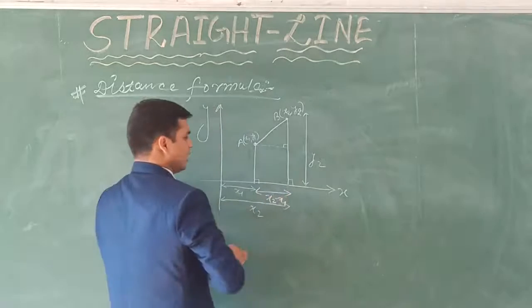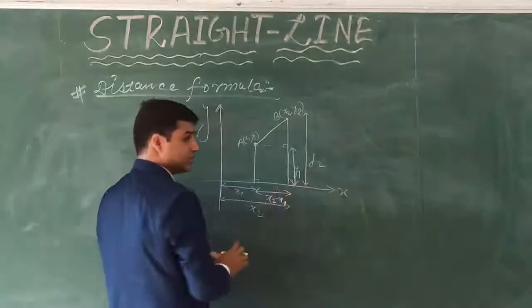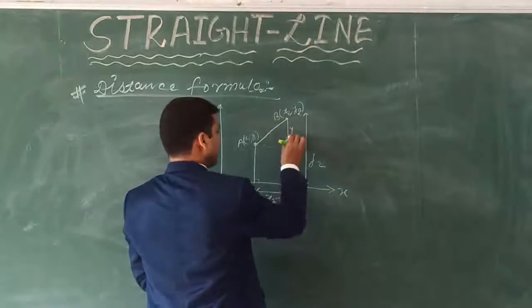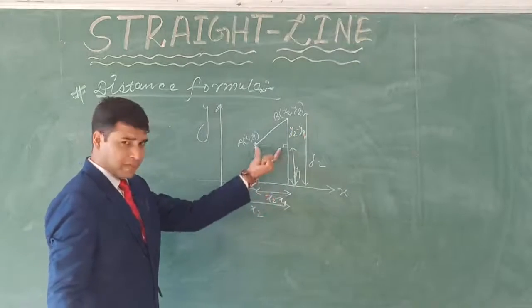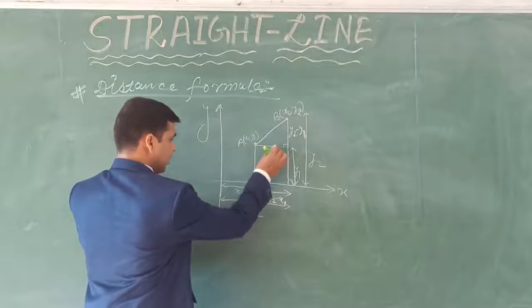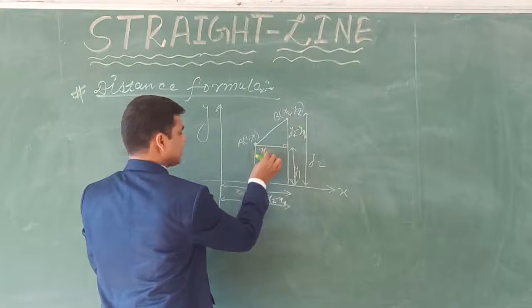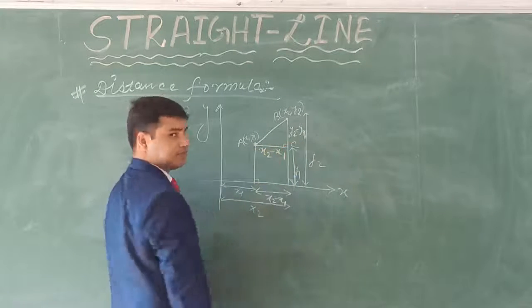Now see this here. This distance from here to here, we already know that this one is y1. So what will this distance be? y2 minus y1. Now see, this line and this line are parallel. So can I say this one is x2 minus x1? Yes, x2 minus x1. Now I am giving the name C here.